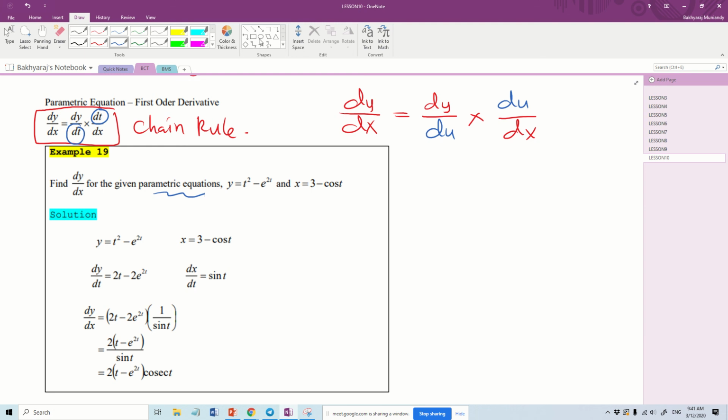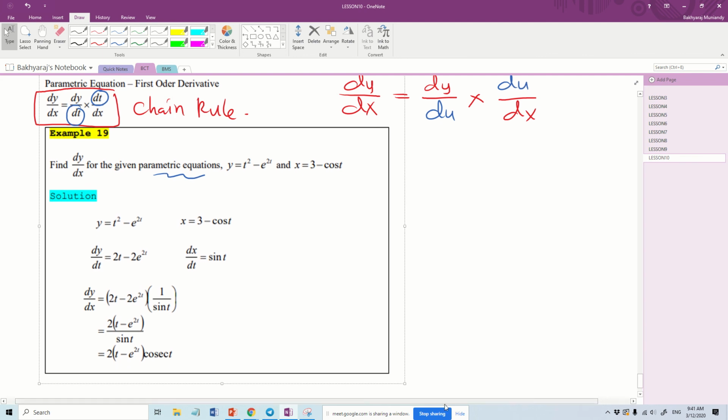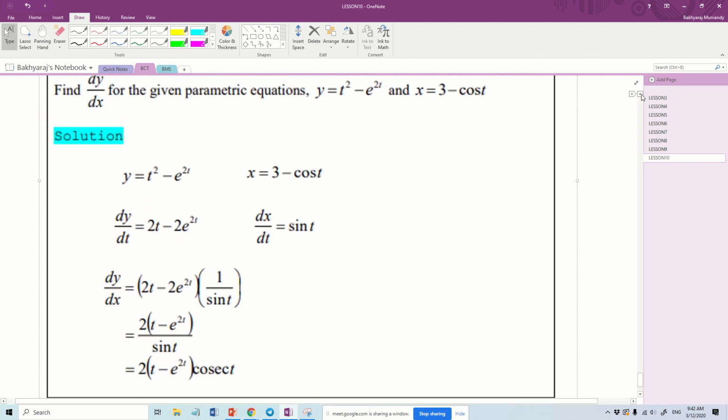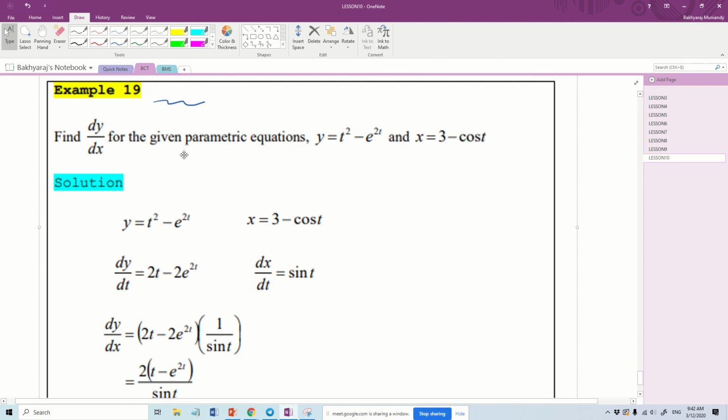Okay, so we try this question. Find dy/dx. Okay, makin bigger. Okay, lagi nampak. Okay, find dy/dx for the parametric equation y equal t square minus exponent 2t and x equal 3 minus cos t. So this is what we get. What we want is dy/dx. Okay, so I copy back the question.